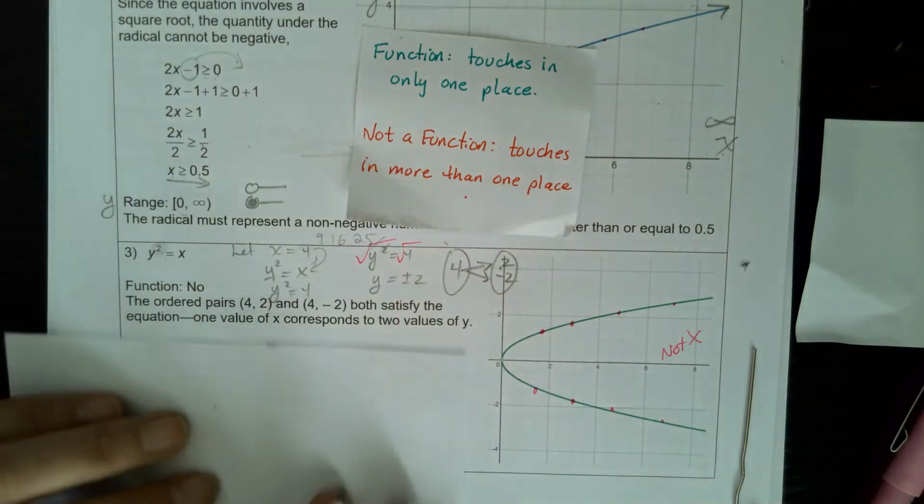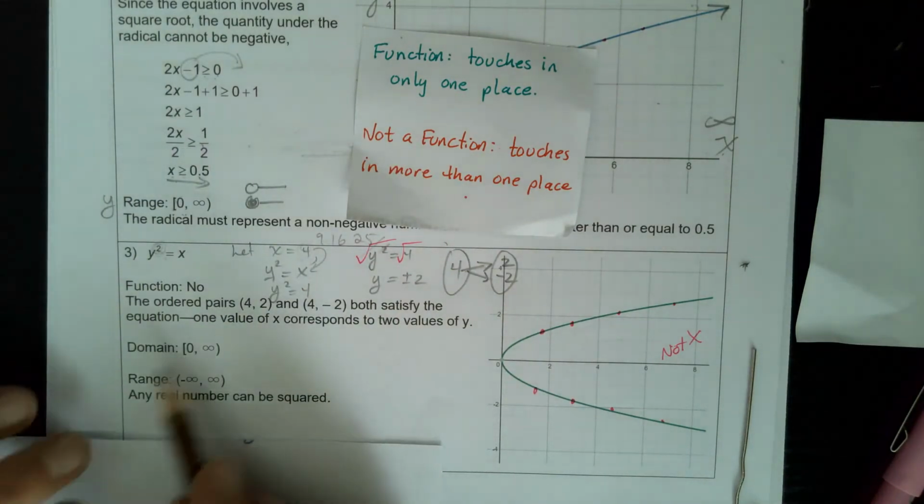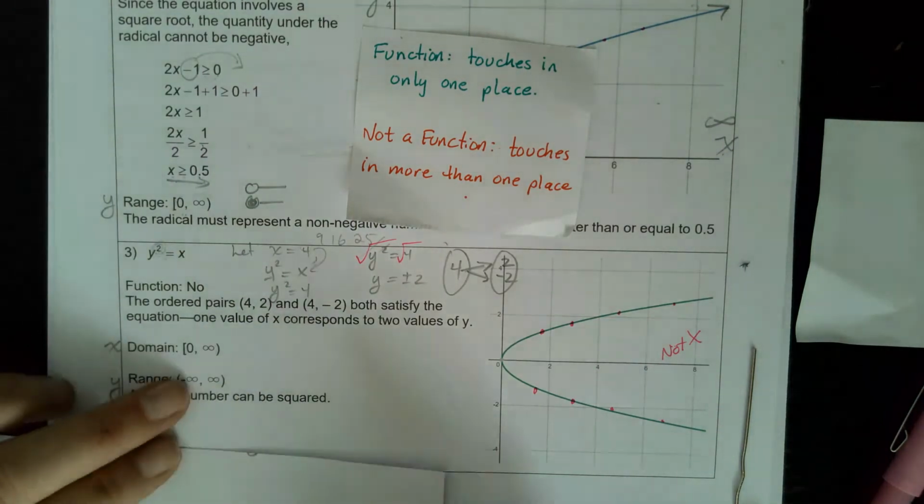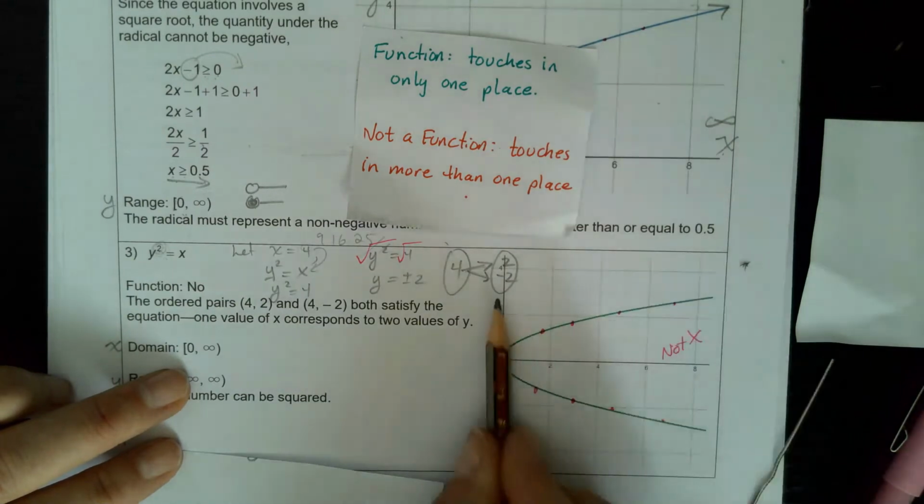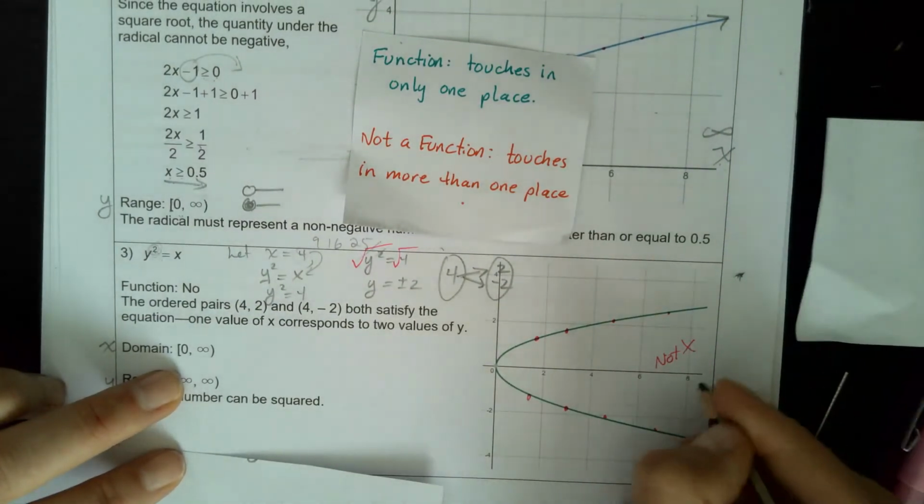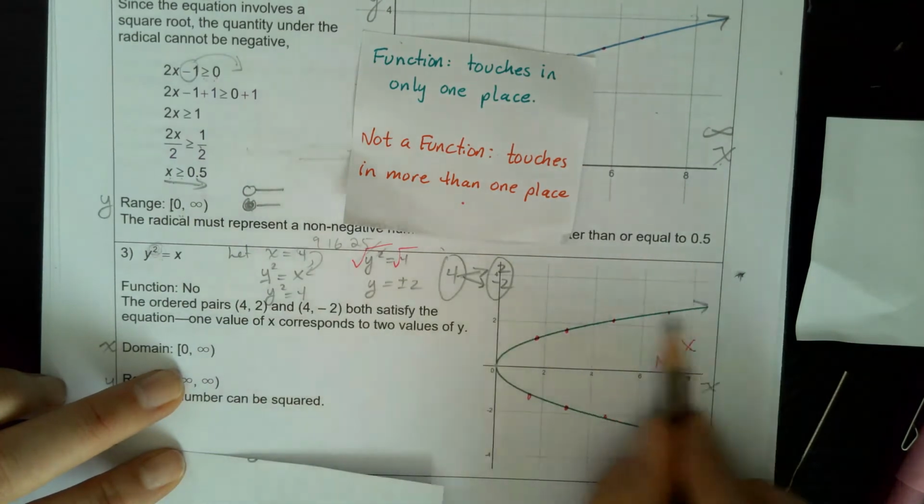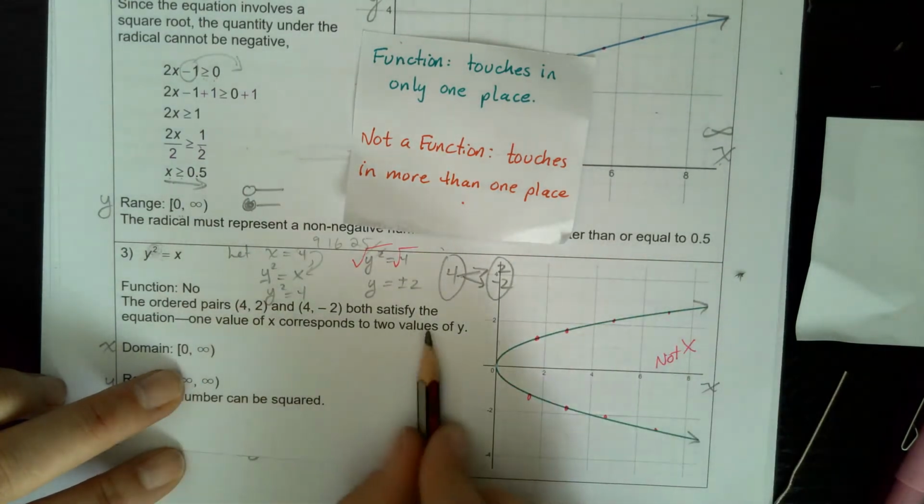Okay, so now my domain is x, my range is y. So if I look at my parabola laying on the side, I can see for x, these go on forever, x has to be bigger than 0. There's no graph on this side.